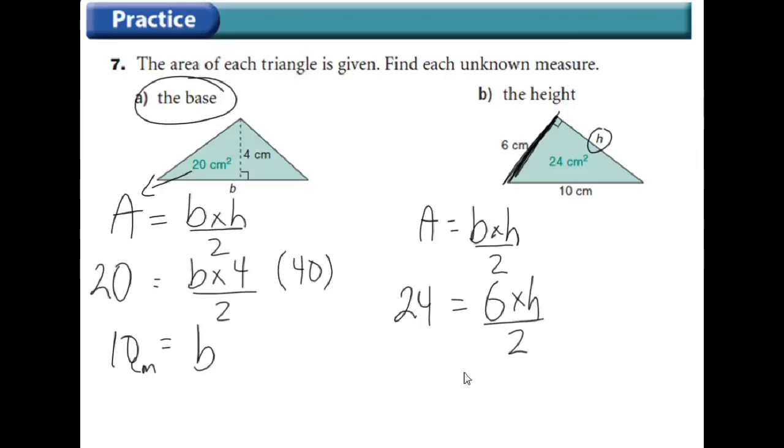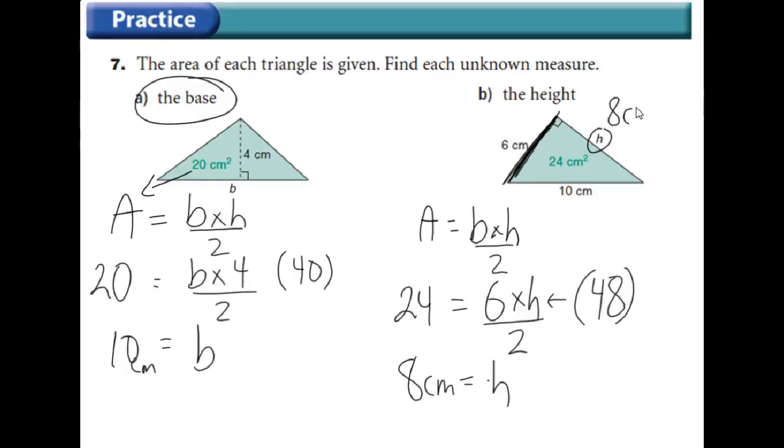So what number divided by 2 will give us 24? Well, that's 48. So my top has to equal 48 here. So 6 times what number will give me 48? Well, that's 8. 6 times 8 is 48. So my height has to equal 8 centimeters in this case.